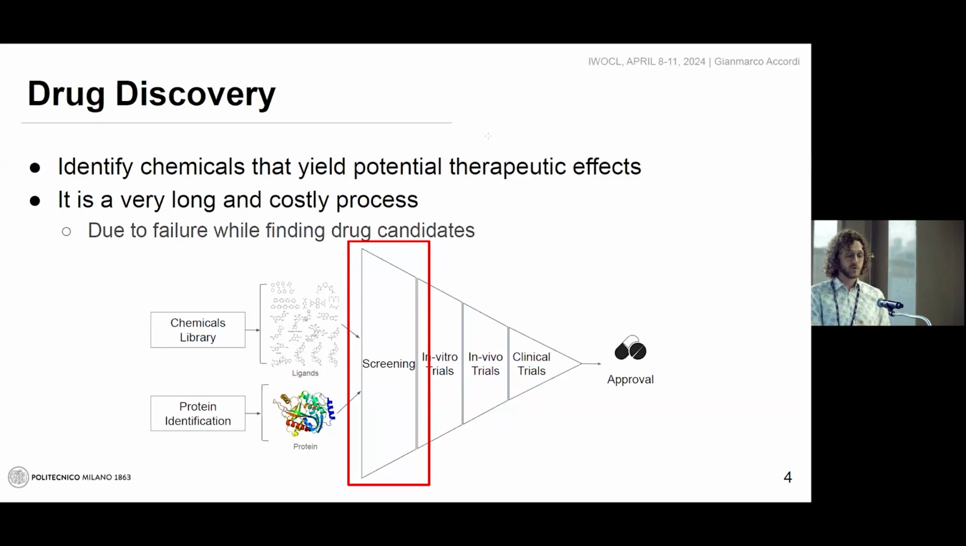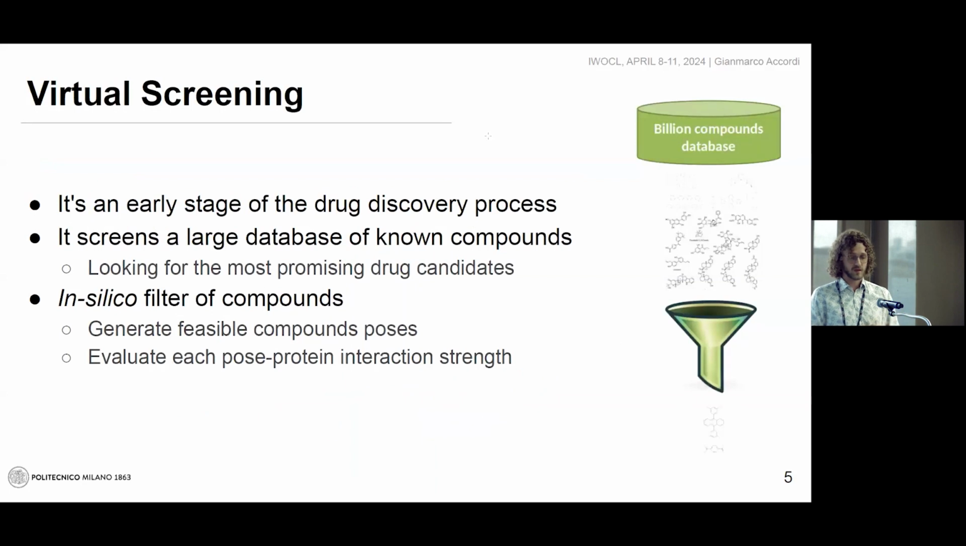So basically doing the simulation with computational methods, virtually. That's the case, for example, of doing screening using a virtual pipeline, so an in silico screening. The process involves evaluating each pair of ligand, drug, against a given protein, generating different conformations of these ligands and evaluating the interaction strength between the two.